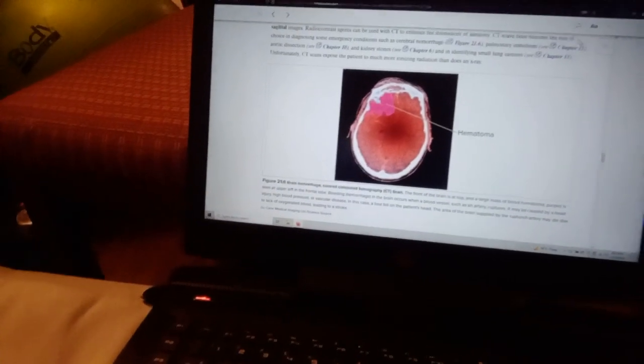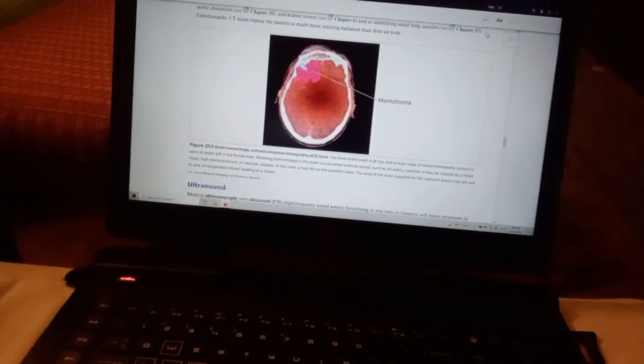Here's a brain hemorrhage, colored computed tomography CT scan. The front of the brain is at the top, and a large mass of blood, a hematoma in purple, is seen at the upper left frontal lobe. Bleeding, or hemorrhage, in the brain occurs when a blood vessel such as an artery ruptures. It may be caused by a head injury, high blood pressure, or vascular disease. In this case, a tree fell on the patient's head.